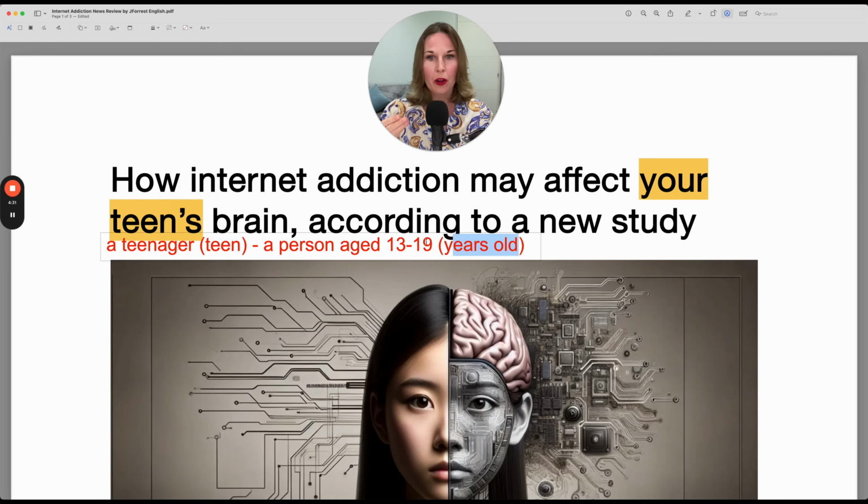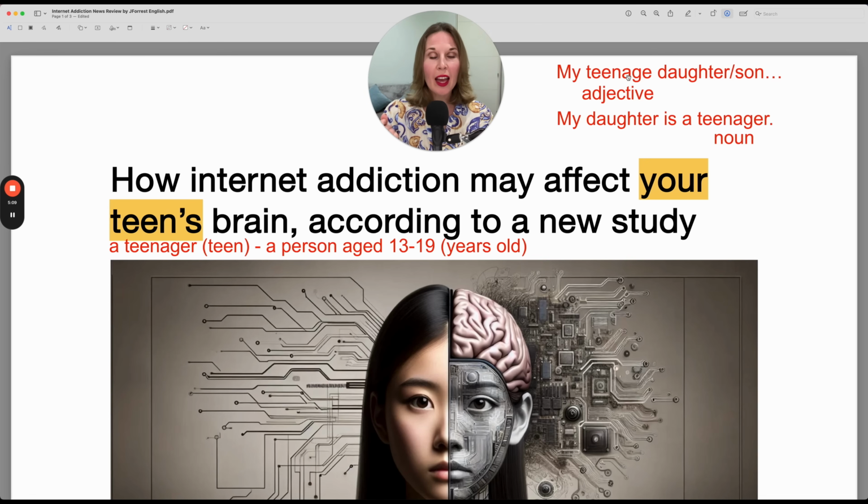So it's optional. Now, teen is the shortened form of teenager and is gender neutral. So you could say my teenage daughter or my teenage son. And notice in that case, teenage is an adjective: my teenage daughter. You could also say my daughter is a teenager. It's a noun, so you need that article a.